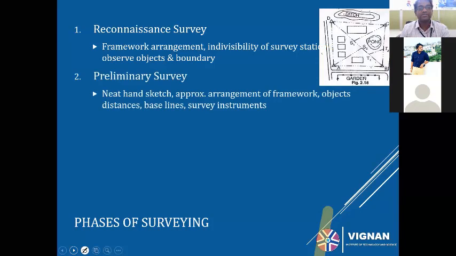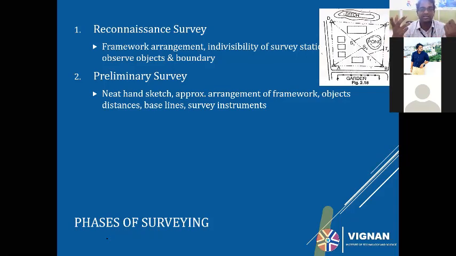Then what we do is we take a small sketch of the entire land, which we call a preliminary survey. In the preliminary survey also, we do not carry any instruments around. We just take a piece of paper and approximately arrange the framework of it. For example, you can see in the figure, A is there, B is there, C and D are there. A, B, C, D are the main survey points, right? They are not only corners. These are the survey station points.